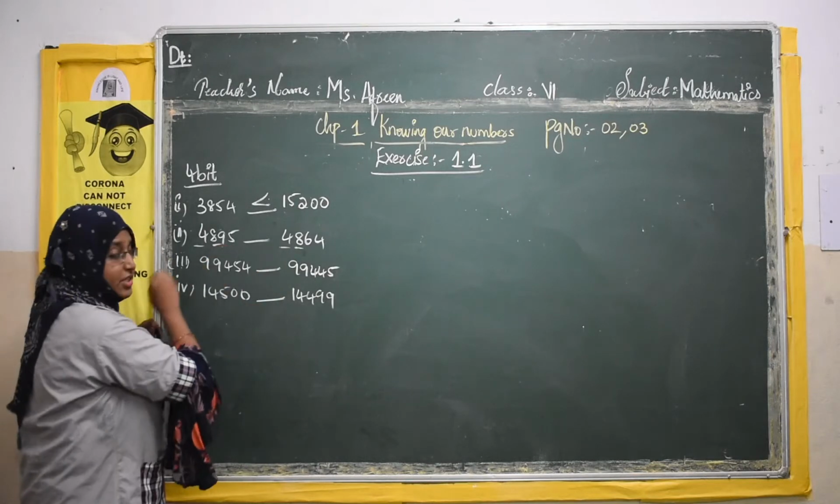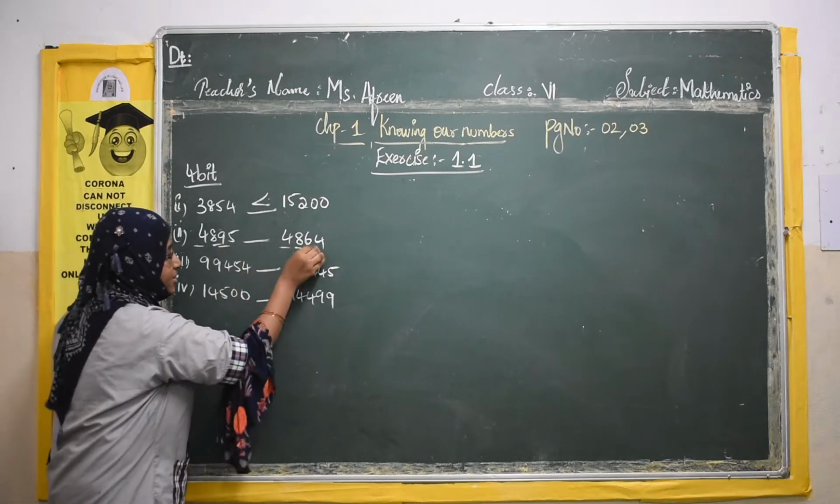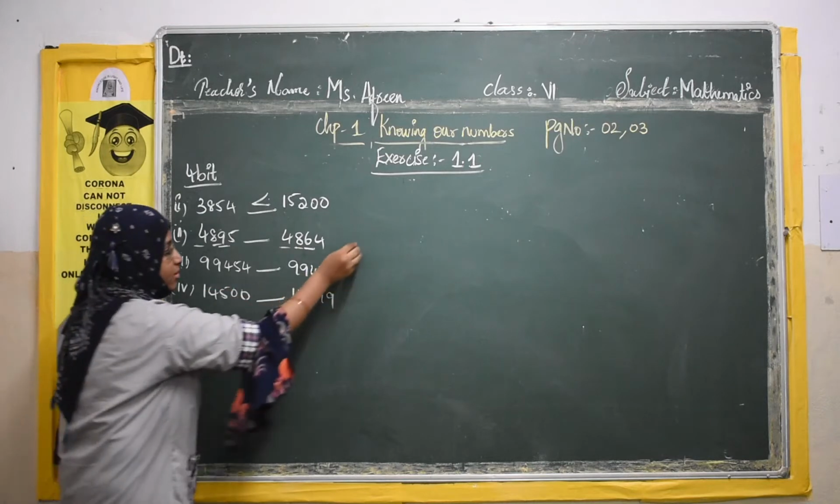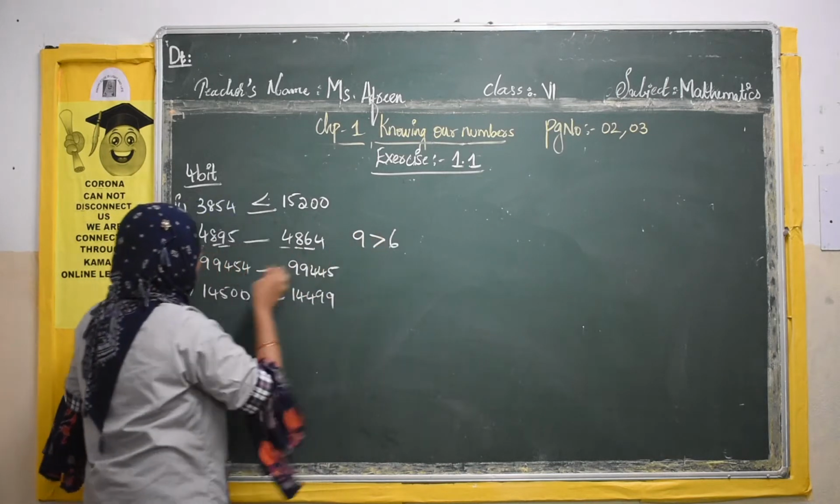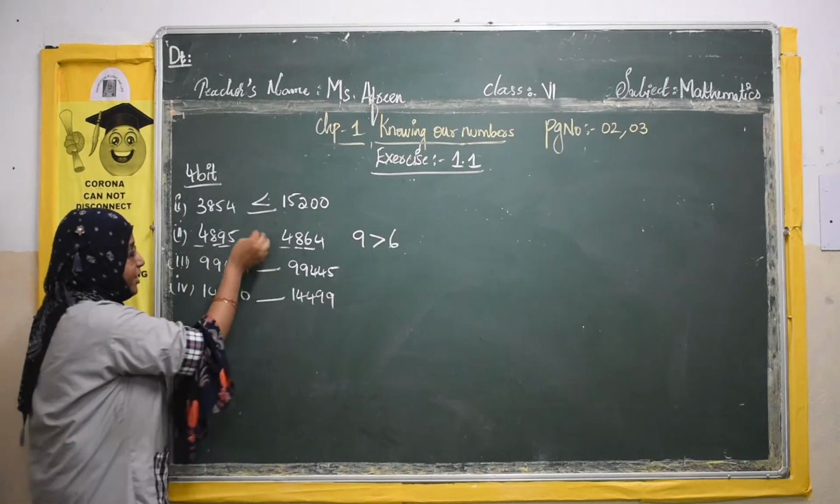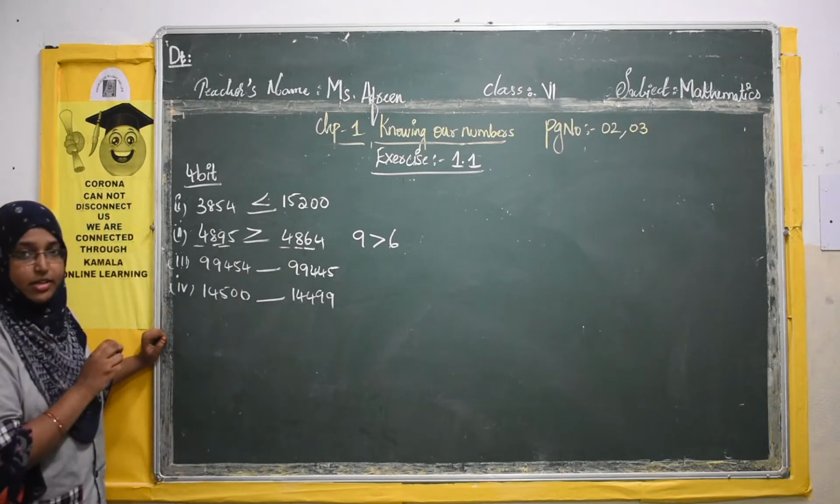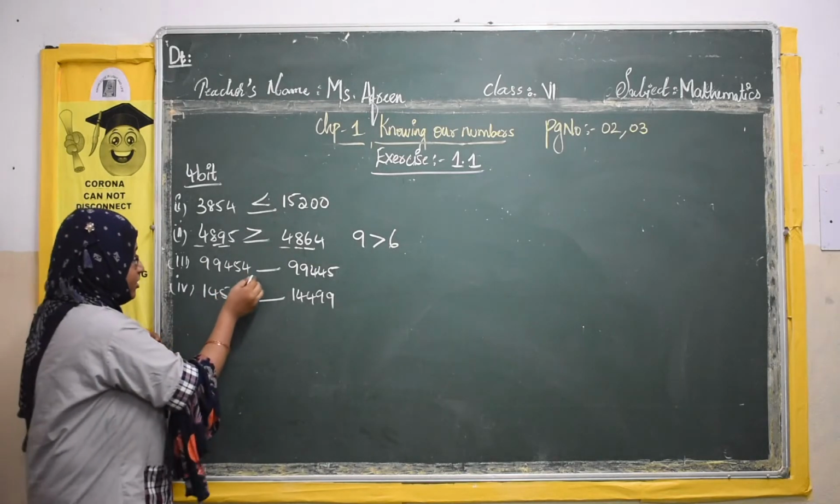Next, move to the tens place. Here it's 9, here it is 6. So 9 is greater than 6. So 4895 is greater than 4864. Now moving to the third one here.